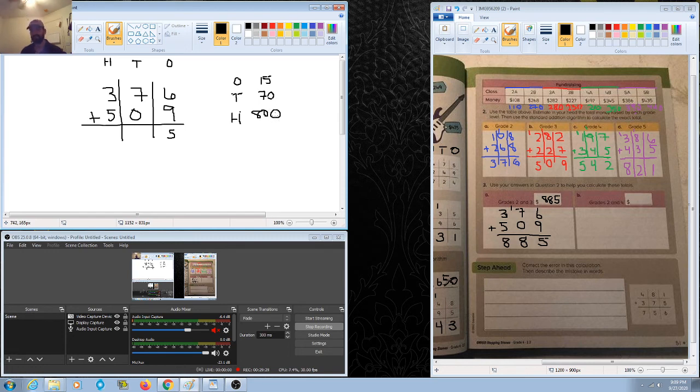Now, since I didn't carry, if I added all of this together, this is what I get. I get 5 plus 0 plus 0 is 5. 1 plus 7 is 8. And 8 brought down is 8. So, whoops. Sorry about that. Hold on one second. There we go.